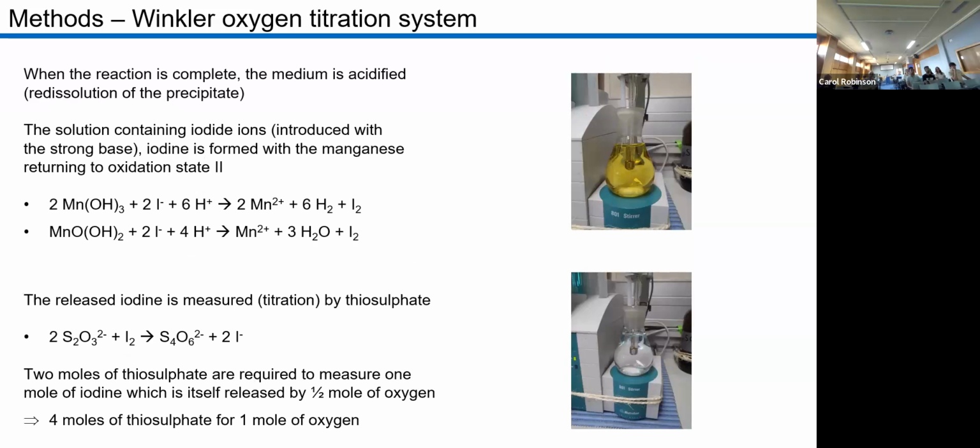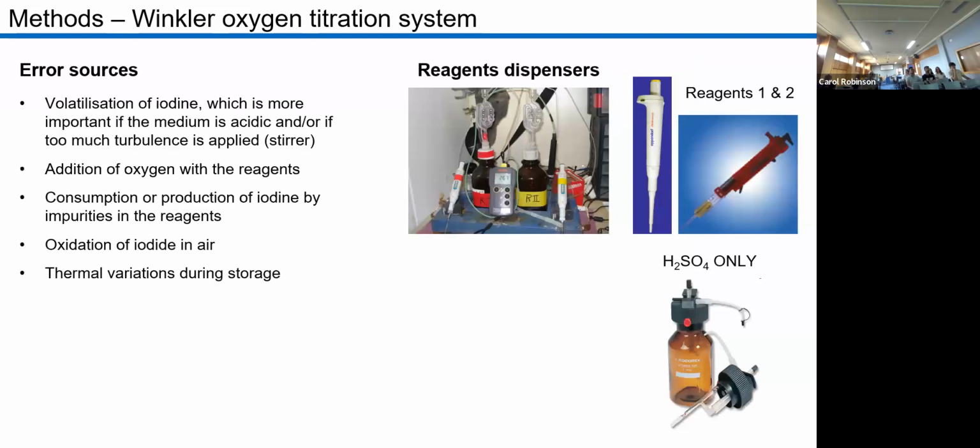So that is the photometric method, which is shown in the picture. You titrate the iodine, and it's proportional to the amount of oxygen that has been complexed by the manganese. So basically, you get 4 moles of thiosulfate for 1 mole of oxygen, with the stoichiometry of that reaction. It's a very easy method, but there are error sources that you have to be aware of, of the errors you are making.